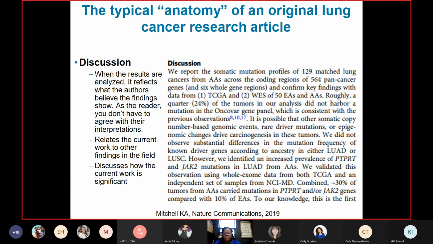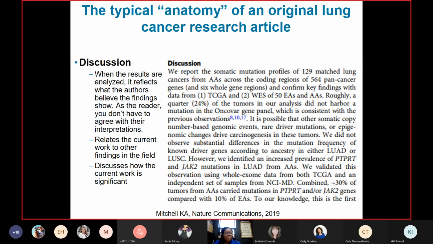So the discussion section talks a lot about what the authors think are the key findings, and it relates the current work to other findings in the field. So they'll often refer to it: we had this finding and this result. This other group, on the other side of the world, had a very similar finding, right? So they're going to try to convince you as the audience that this is important, and we should continue doing this work to help advance the field, to help save more lives.